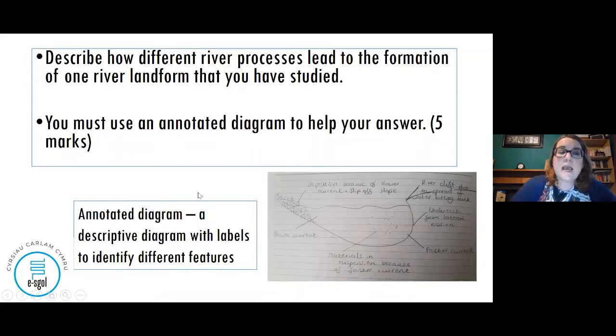So if we looked at our cross-section of our slip-off slope of our meander here, we've got our river cliff being created by that erosion, okay, and we have that deposition then causing the slip-off slope to form. So there's a couple of different processes that are being used that form that river landform. Okay, so you're making sure that you're not only identifying the feature, but you are also identifying those processes that are leading to that formation.